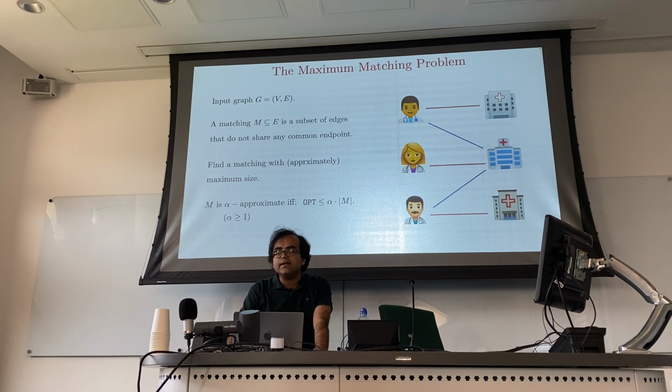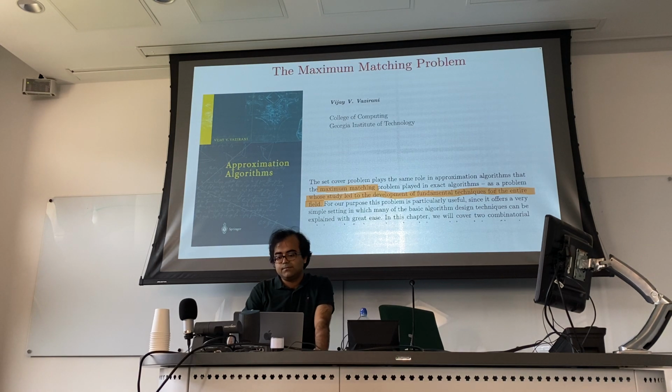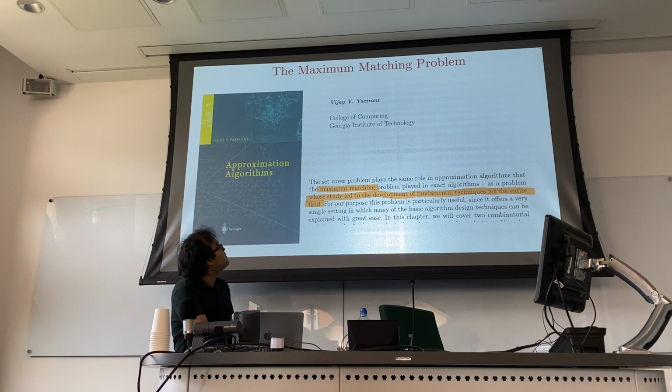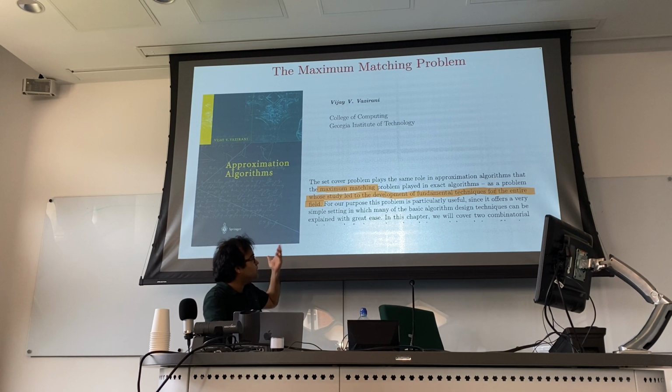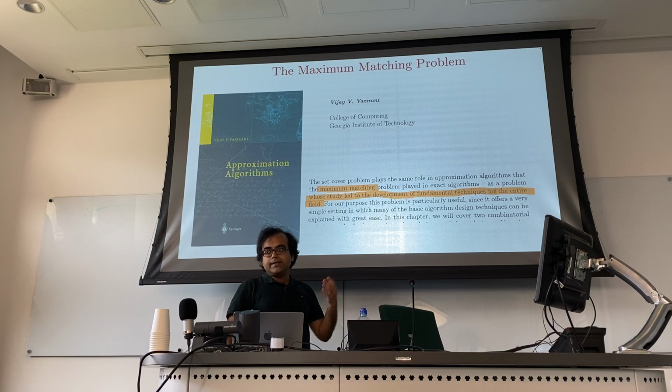In the static setting, the maximum matching problem is extremely well studied. It's just a textbook problem, and if you open this textbook by Vazirani on approximation algorithms, it says the study of maximum matching led to the development of fundamental techniques for the entire field. So it's natural to ask what happens to the computational status of the problem in the dynamic setting, and that's the focus of the talk.